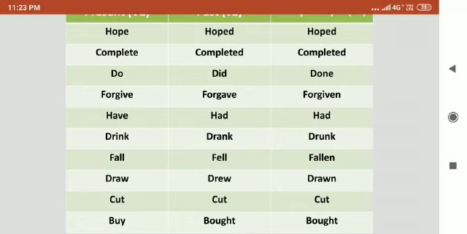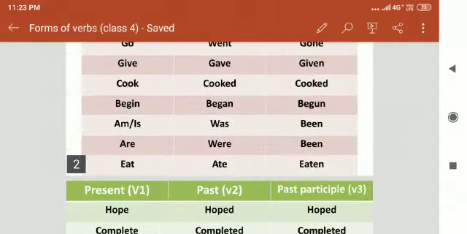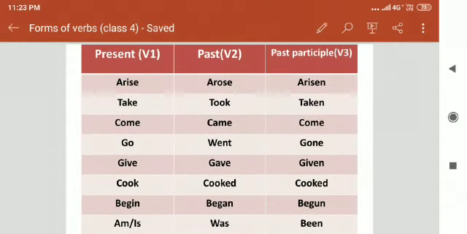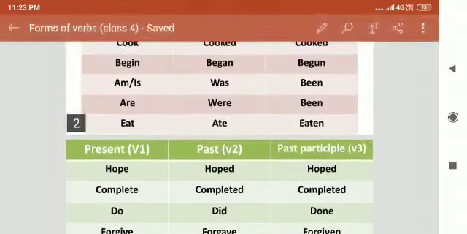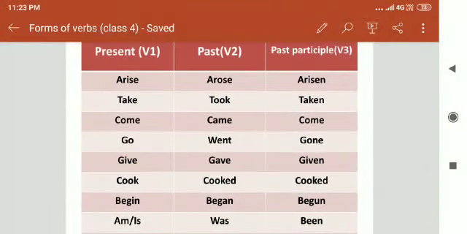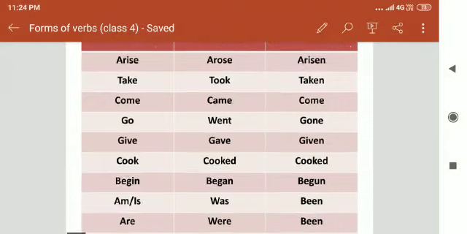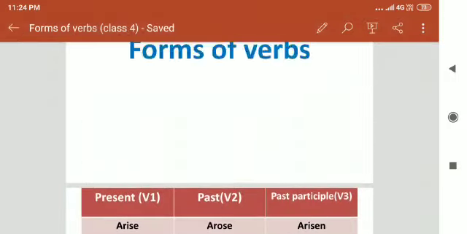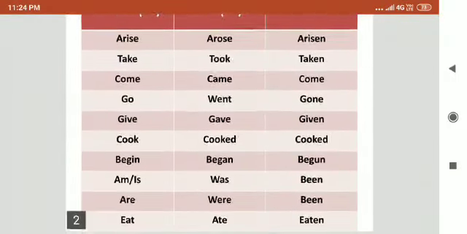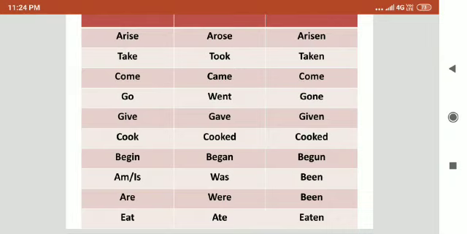Okay? But for now, I want you to write this down in your notebook, from arise till buy. You have to write it the way I wrote it here. Make a column and make rows, and write present, past, past participle, and then write those verbs. Write these words. And I forgot to give the numbers here, but make sure that you give numbers while writing in your notebook. Okay, arise is number 1, take is 2, come is 3, go is 4.